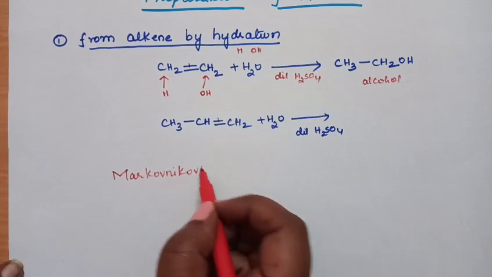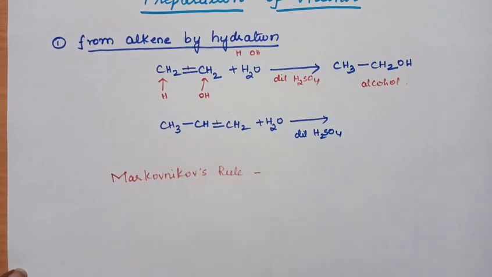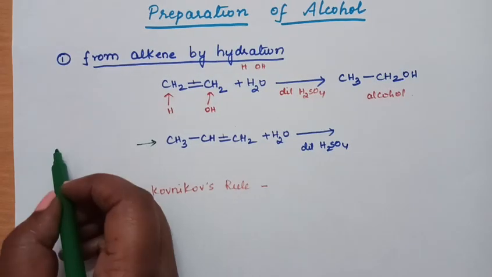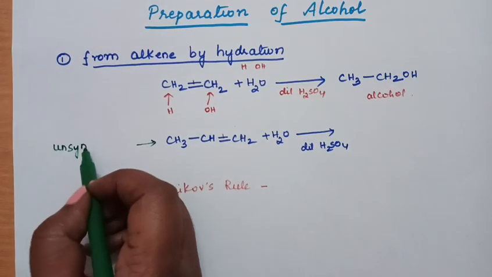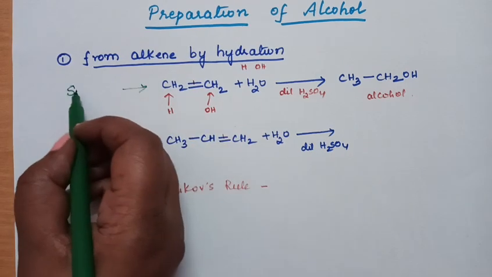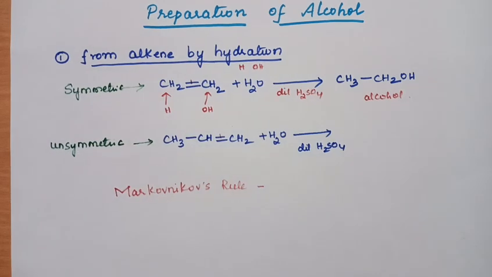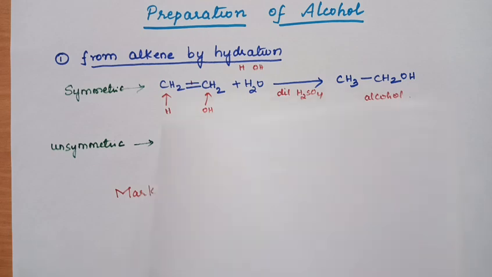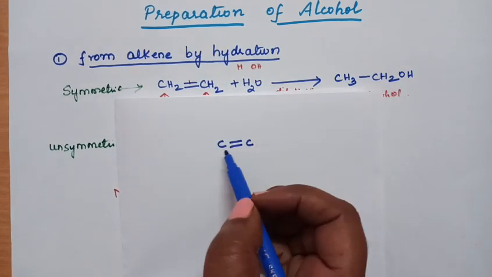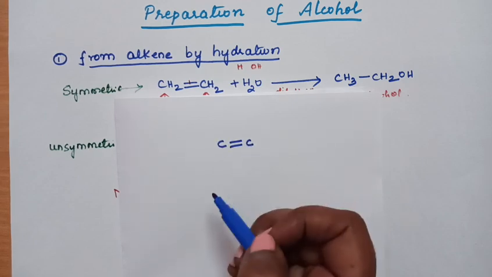Markovnikov's rule will be applied for unsymmetric alkene. So here this is an unsymmetric alkene, and this is an example for a symmetric alkene. Now what is the difference between symmetric alkene and unsymmetric alkene? See, for example C=C. This is the carbon atom to which the double bond is present. Between the carbons a double bond is present.